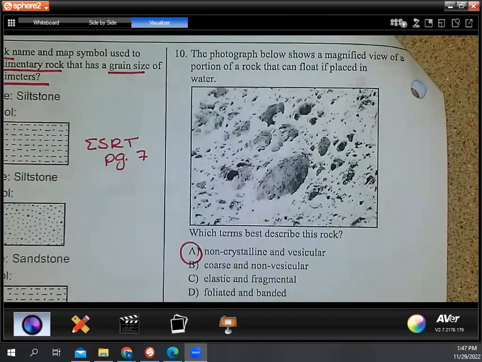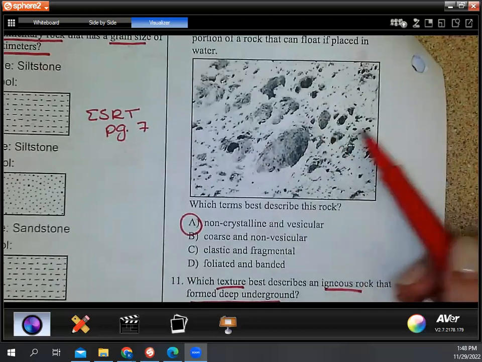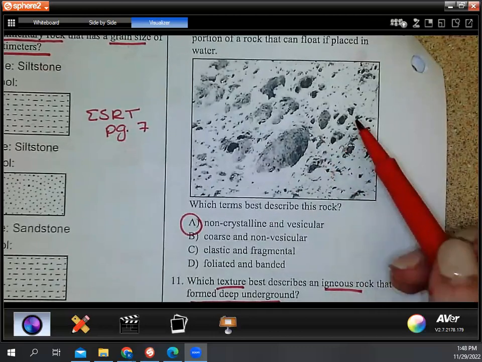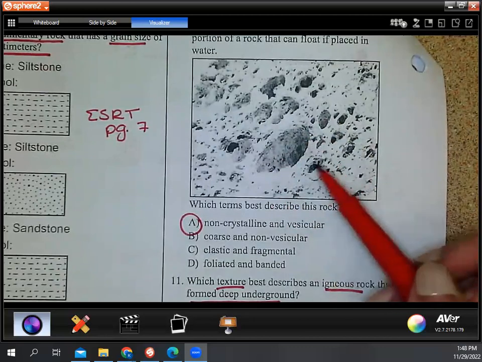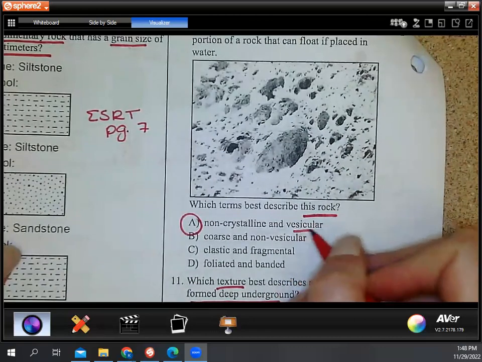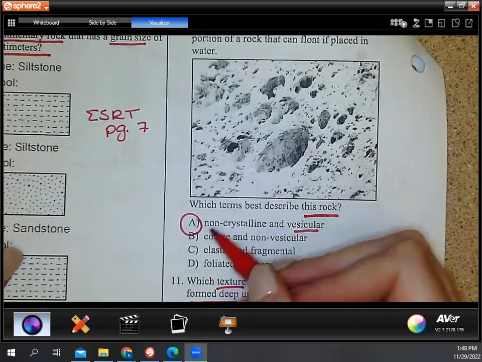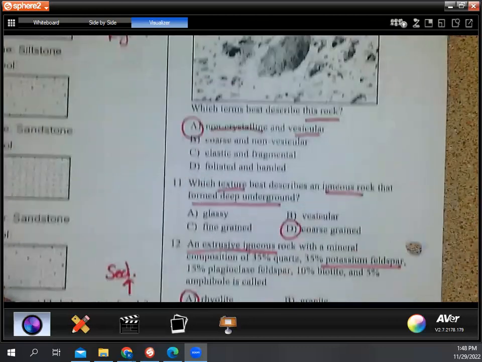10. The photograph below shows a magnified view of a portion of a rock that can float if placed in water. Which term best describes this rock? So if we look, the texture of this rock seems to have a lot of holes in it. A rock with holes is vesicular. I don't see any crystals, so this is non-crystalline. So that is choice A.